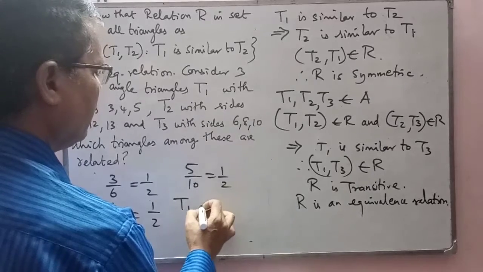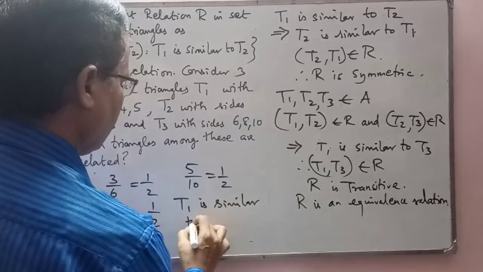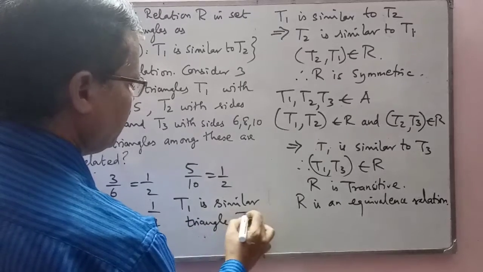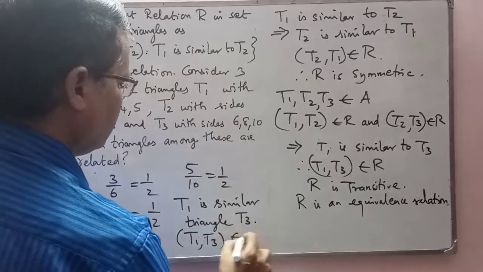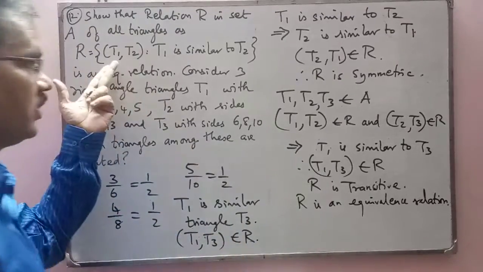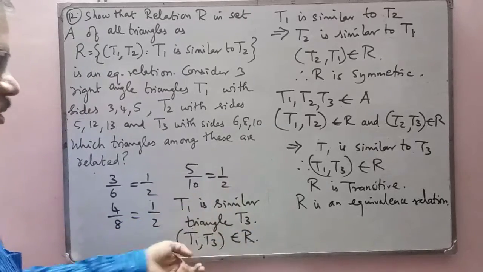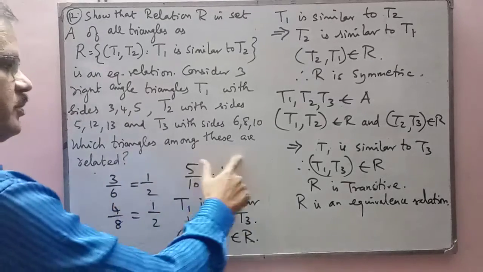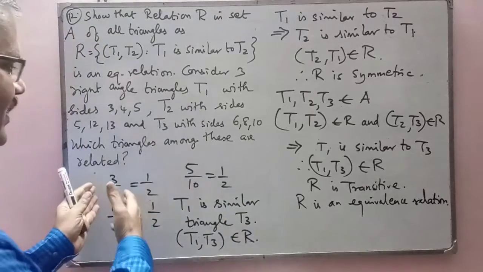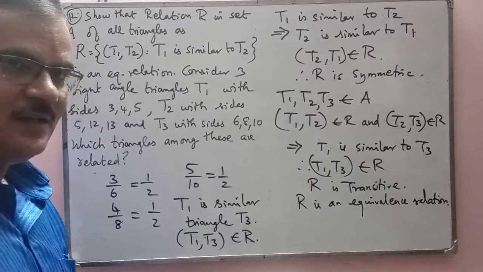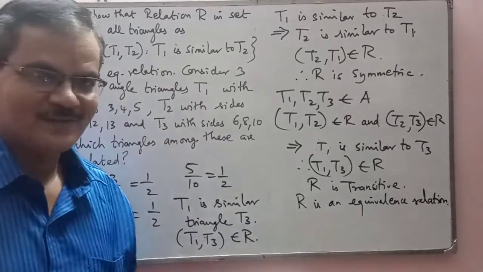So T1 is similar to triangle T3, which means (T1, T3) must be in this relation R. Obviously, similar triangles will be there in R. So T1 is similar to T3, so it will be there. When corresponding sides are proportional, then the triangles are similar. You can make a note of that. Again I repeat, when the corresponding sides are proportional, then the triangles are similar. That is the concept of similar triangles. Thank you, children. This completes the solution.